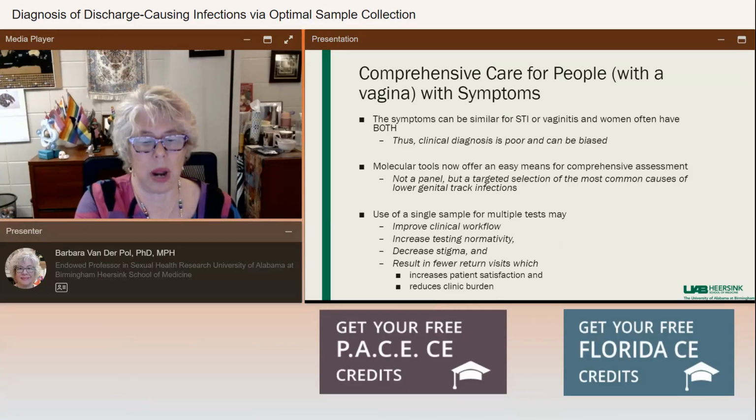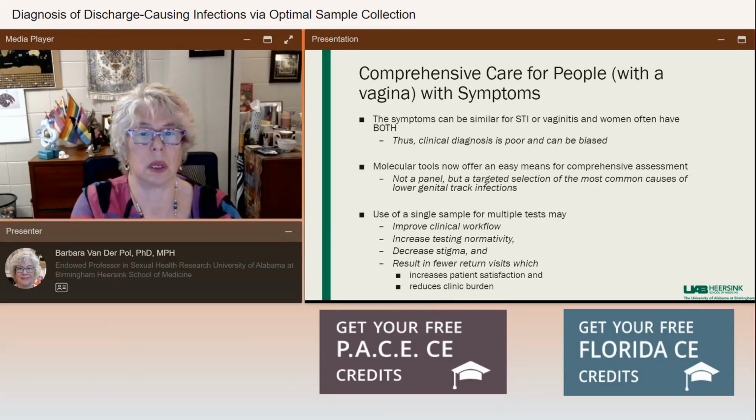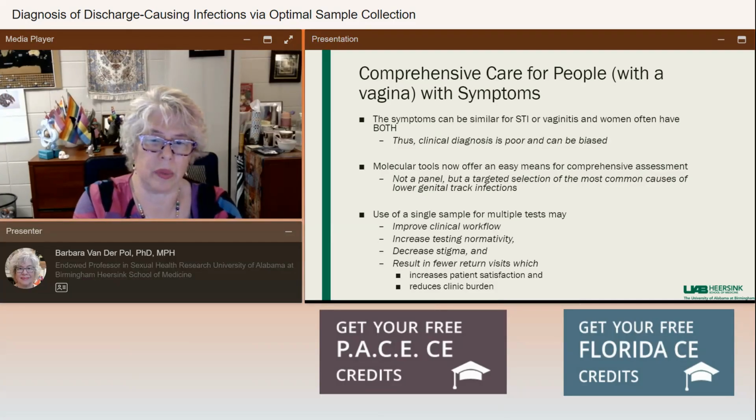So just to wrap this up, I think that it's important that we offer comprehensive care when people with a vagina come in with symptoms. And those symptoms can be similar for STIs or vaginitis, and women often have both. And clinical diagnostics are really just poor and can be biased and applied in a biased fashion. So we need to really think about that.